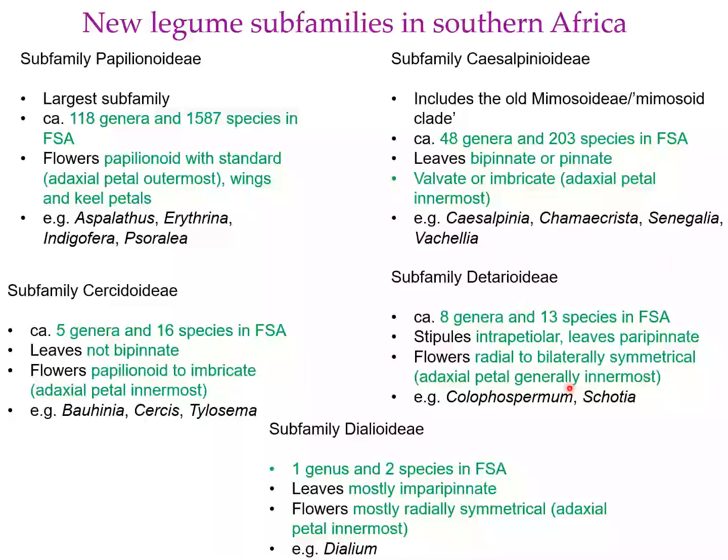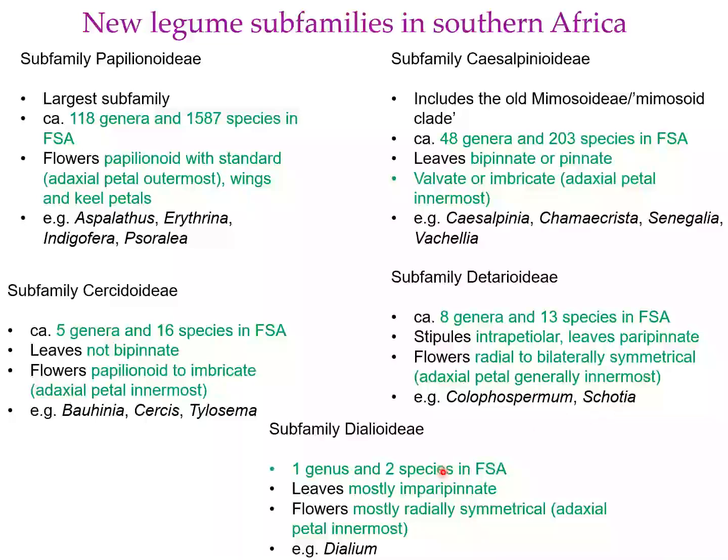The Detarioideae, 8 genera, 13 species, and they have intrapetiolar stipules and paripinnate leaves, so quite a unique floral leaf structure. The flowers are radially to bilaterally symmetrical, and things like Colophospermum and Schotia are good examples of this family.